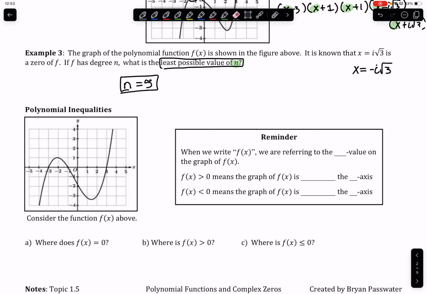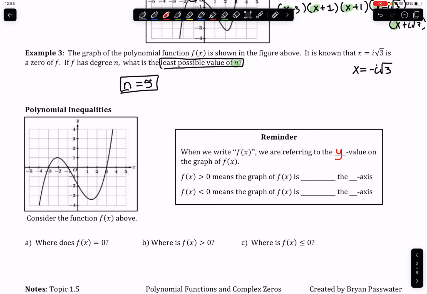In this part of topic 1.5, we're going to discuss polynomial inequalities. What we can learn to do is determine when a polynomial is above the x-axis, positive, or below the x-axis, negative. Now, when we write f of x, remember that we are all referring to the y values of the graph.